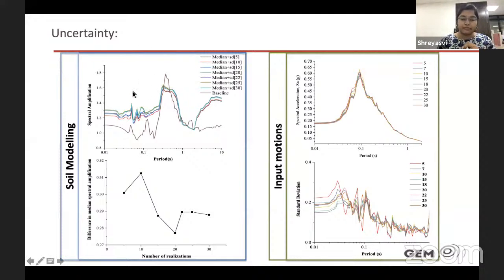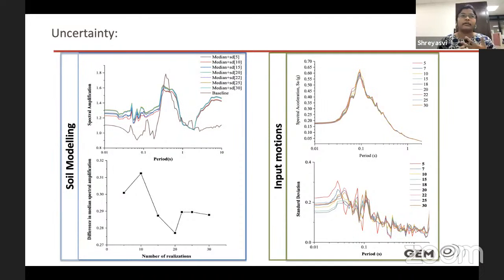So a similar experiment was done wherein we tried to have a number of realizations of a given soil profile. Our experiment was to understand how many profiles or realizations are required so that we can make a stable estimate. Our study suggested that we need a minimum of 20 to 22 realizations so that we can achieve a stable estimate.